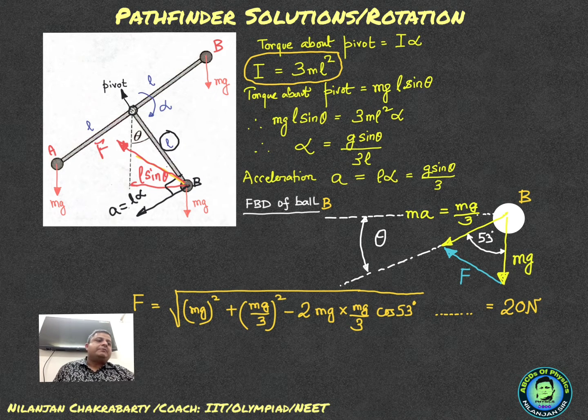Let's get back to the free body diagram. The resultant of mg and F is equal to ma, mass times acceleration. So ma is equal to mg by 3, because a is equal to L alpha, that is g sine theta by 3. So there should be a sine theta. So mg sine theta by 3. I missed out that sine theta here.